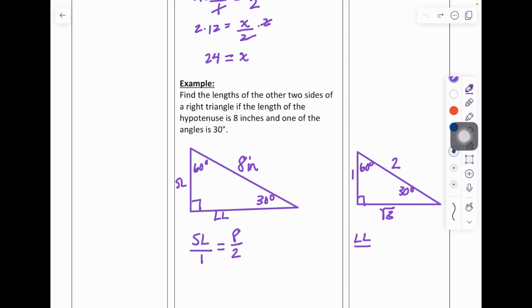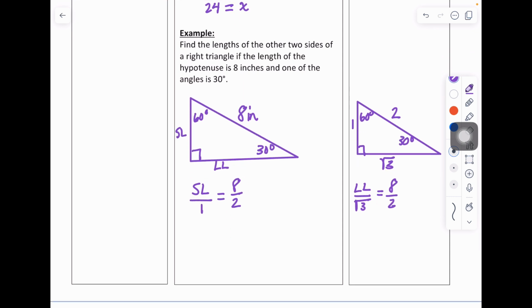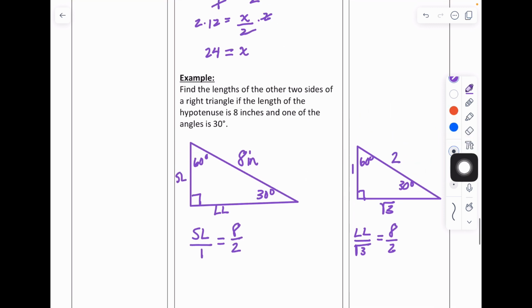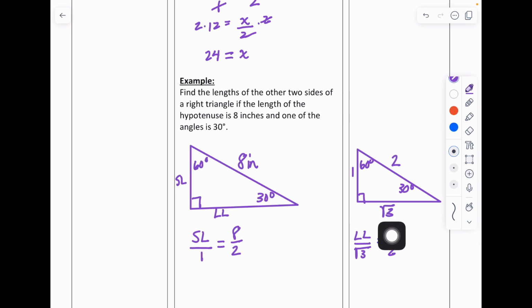Let's make sure you can see that. Equals 8 over 2. And if I solve both of those proportions, I can find the lengths of those. And remember, if you need to rationalize, right, if we end up with a radical on the bottom, that's simplified by multiplication, okay? All right, so reference triangles, very, very helpful. Drawing them in the same orientation, super helpful.